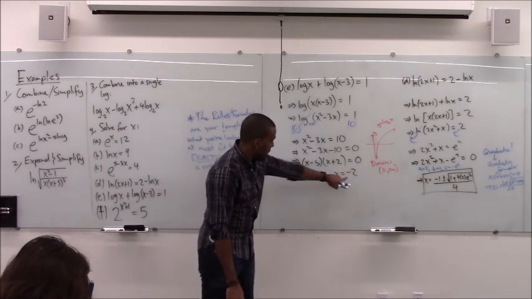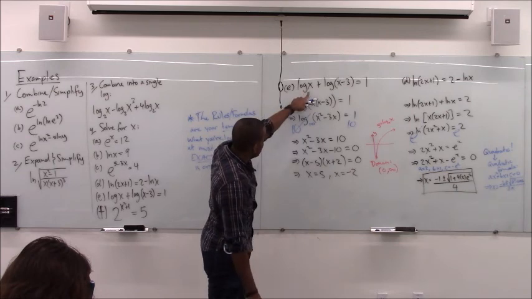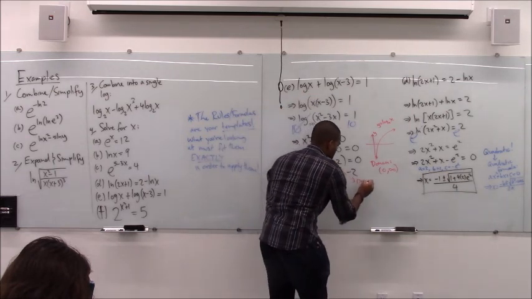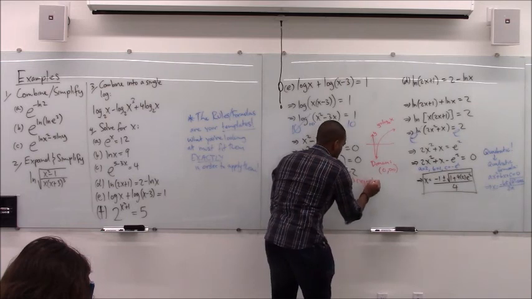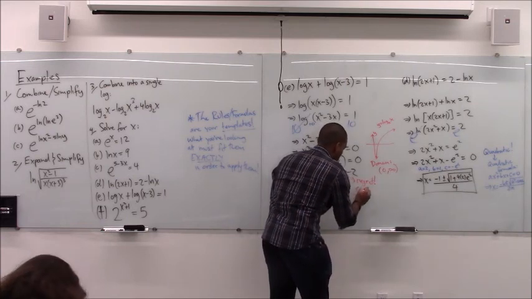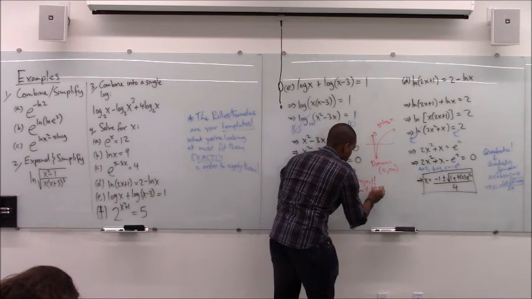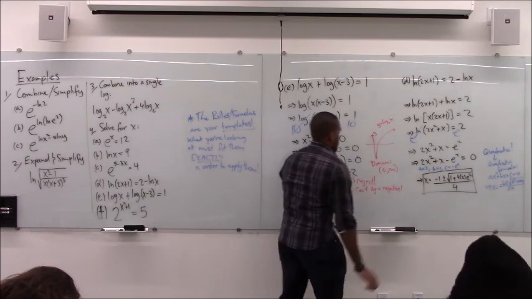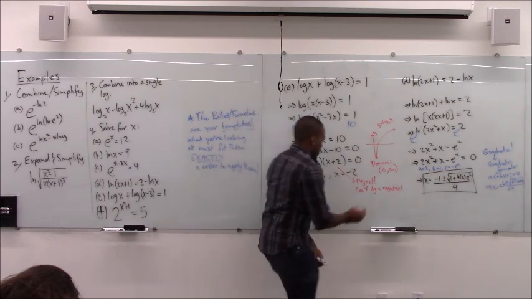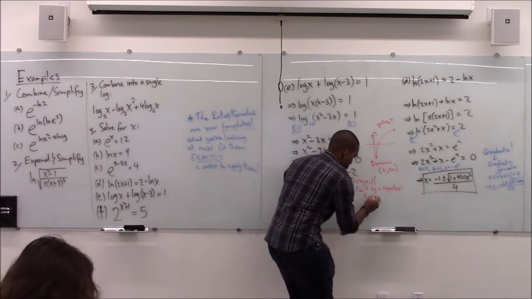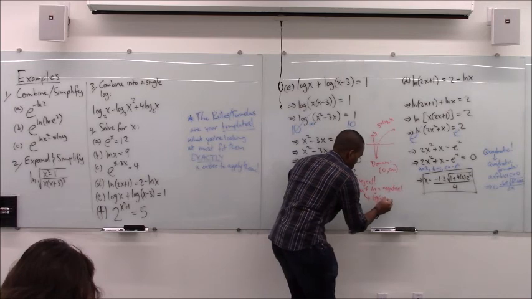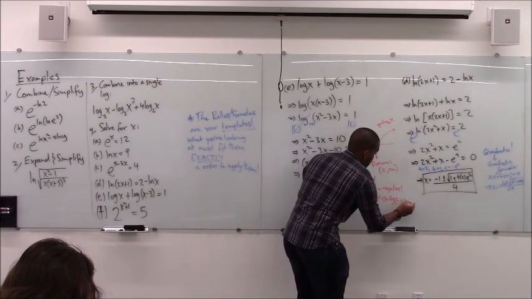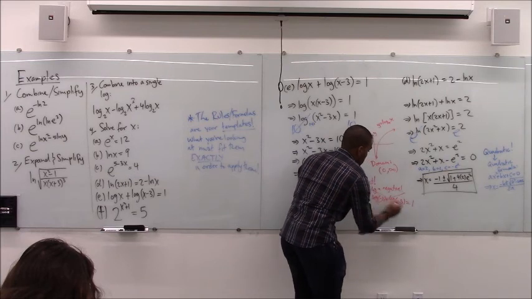Now if my x is negative 2, and I plug it in right here, I get log of negative 2. So this is rejected. You can't take the log of a negative. You would end up with log of negative 2 plus log of negative 5 equals 1, which makes no sense.